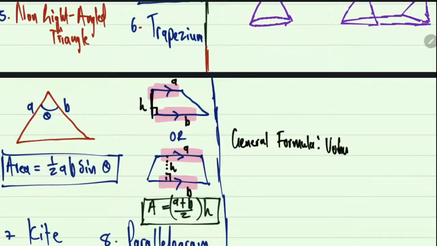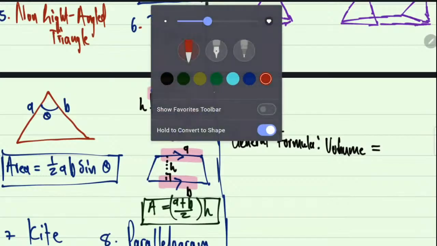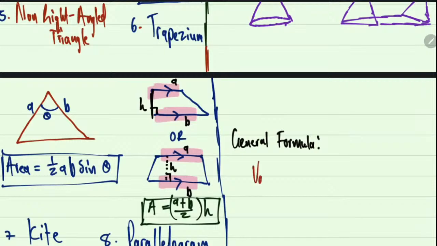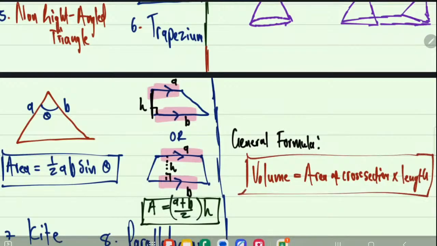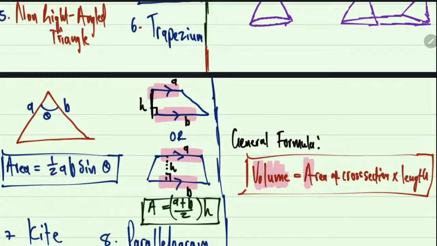Volume is equal to, look at this trick. This is a trick which you're going to use even at A-level physics. It's area of cross-section times length. This gives you volume. Area by length. Area of cross-section by length. This will give you volume. This is what we call the general version. You must know it's a cheat code, class.